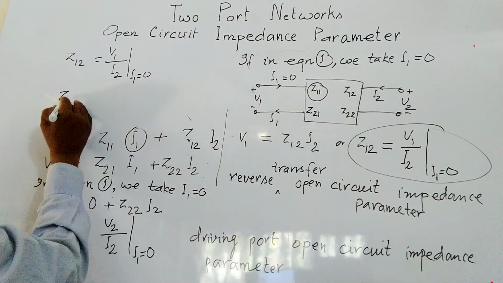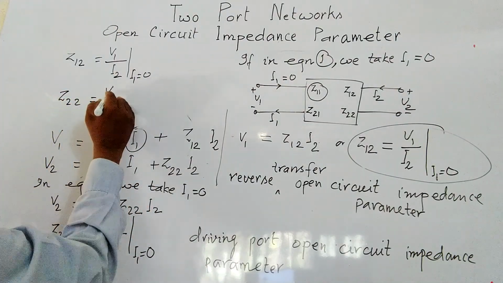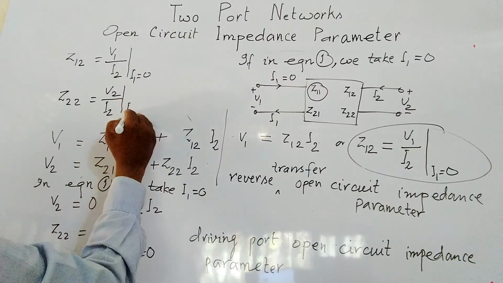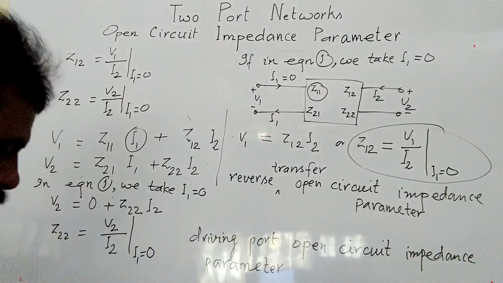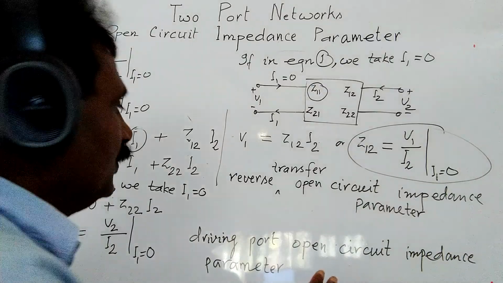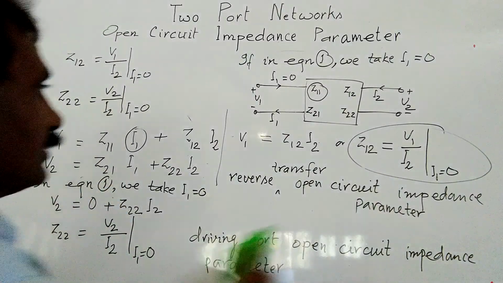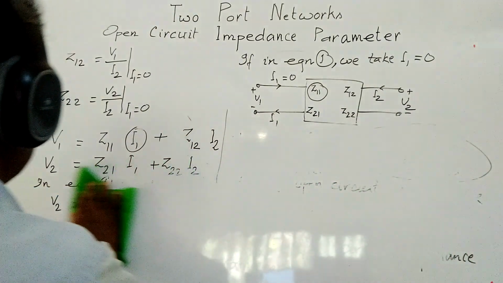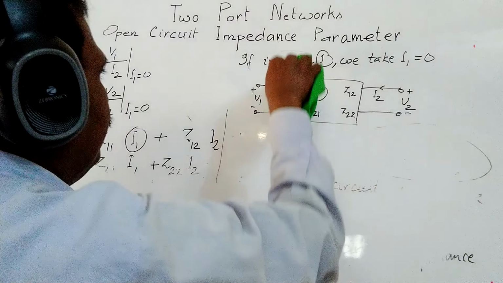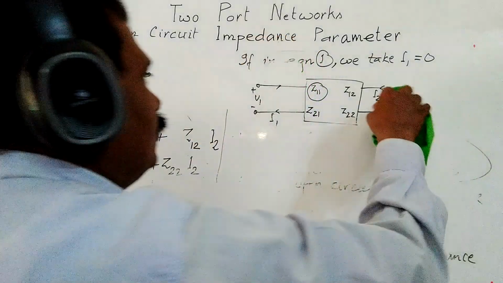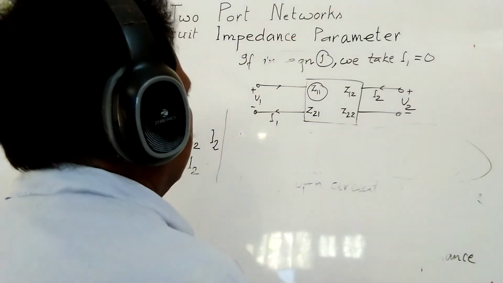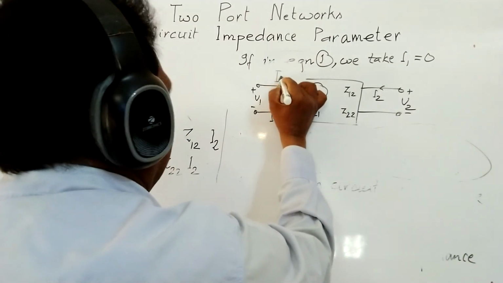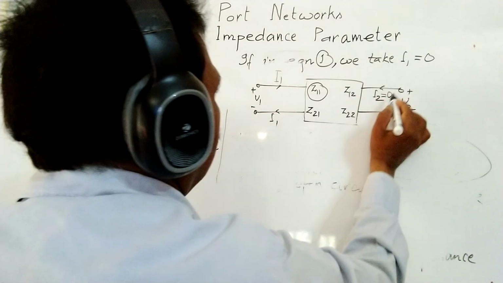And Z22 is what? That is V2 by I2 when I1 was 0. Okay, now let us see the other circuit, the other case. If we make I2 to be 0, here we are making I2 equal to 0.